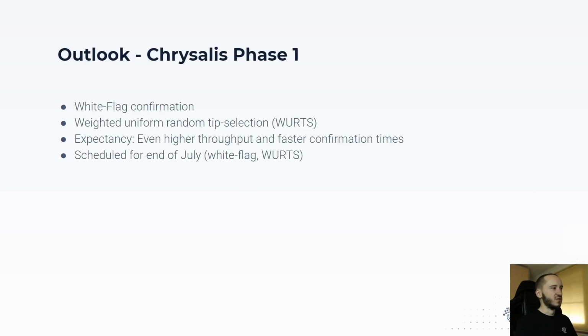Okay, so before going into the demo, I want to give a quick outlook to what is coming up for Hornet in its next release. This next release, which is scheduled for the end of July, will include the white flag and the weighted uniform random tip selection algorithm. Those two components are part of Chrysalis, and they will allow us to achieve a much higher throughput than what I just showed you, and even faster confirmation times. If you are interested in what those two things are, there is a protocol RFC repository on GitHub which explains them.